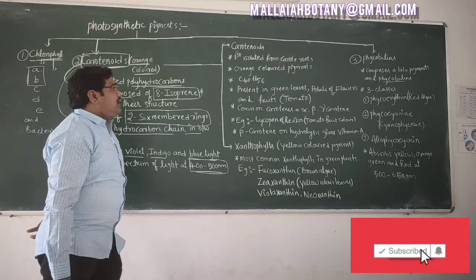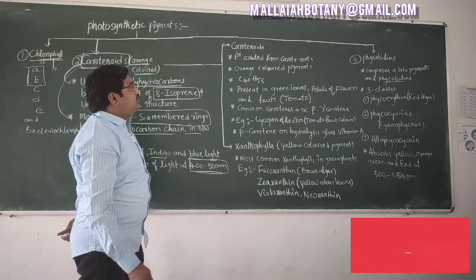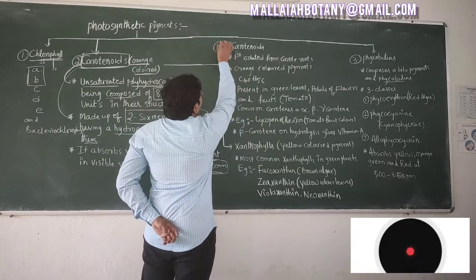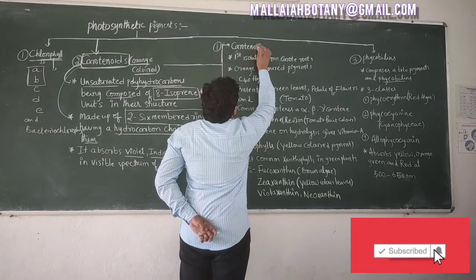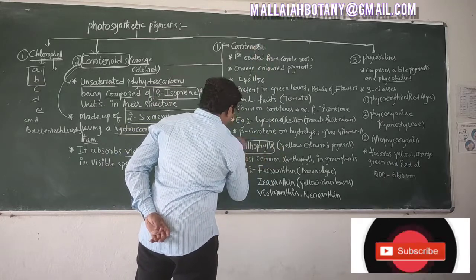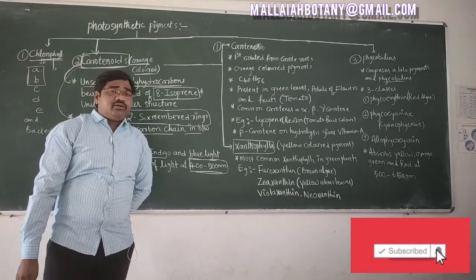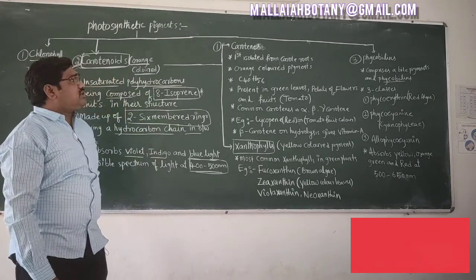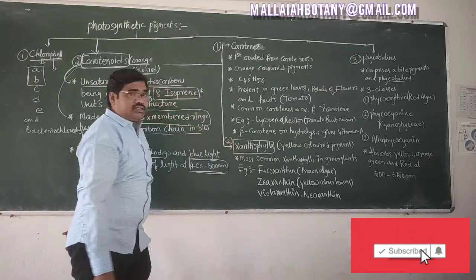Next, the carotenoids are classified into two main groups. The first one is carotenes, and the second one is xanthophylls.